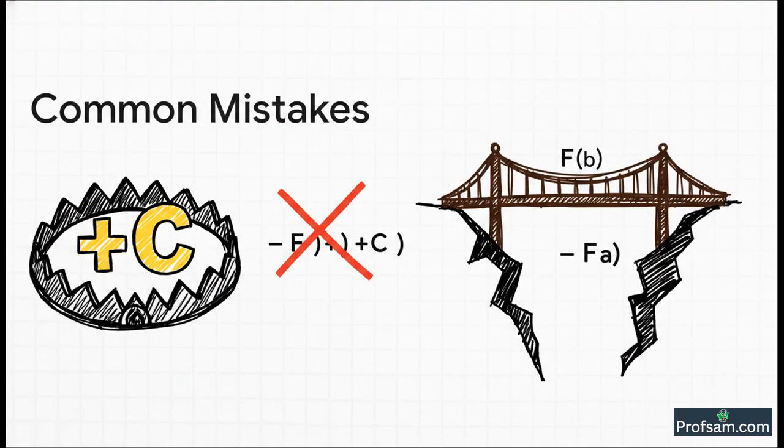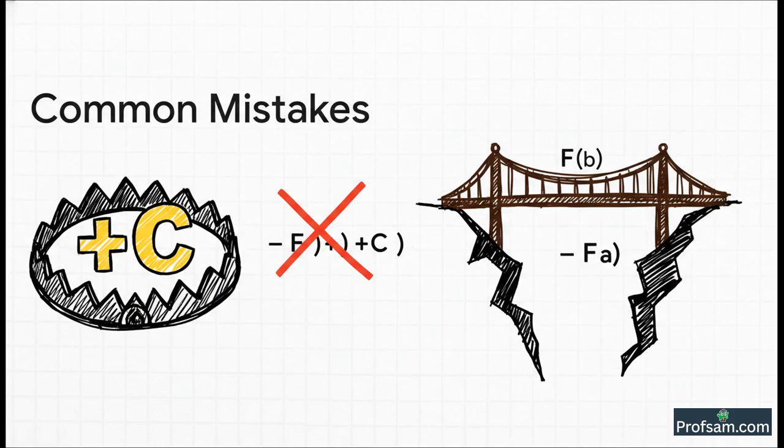Okay, trap number 1, automatically adding plus c to your final answer. That's an old habit from indefinite integrals. For definite integrals, you don't need it. Why? Because it always cancels out. If you did f of b plus c minus f of a plus c, the c's would just subtract to 0 anyway. So just leave it out.